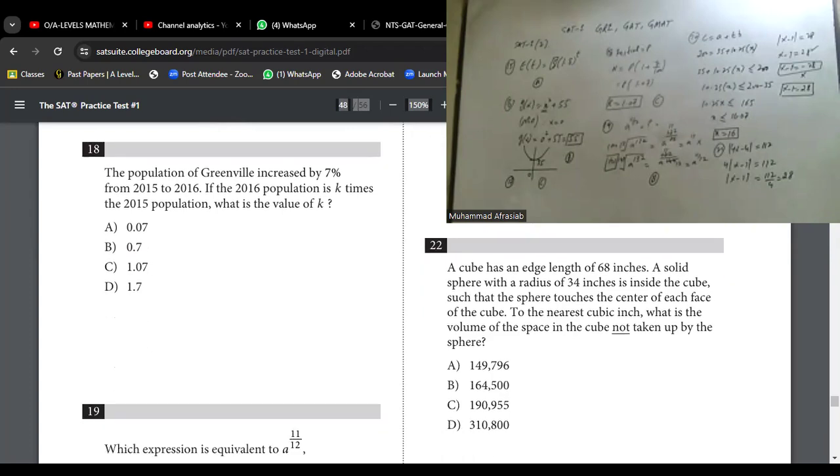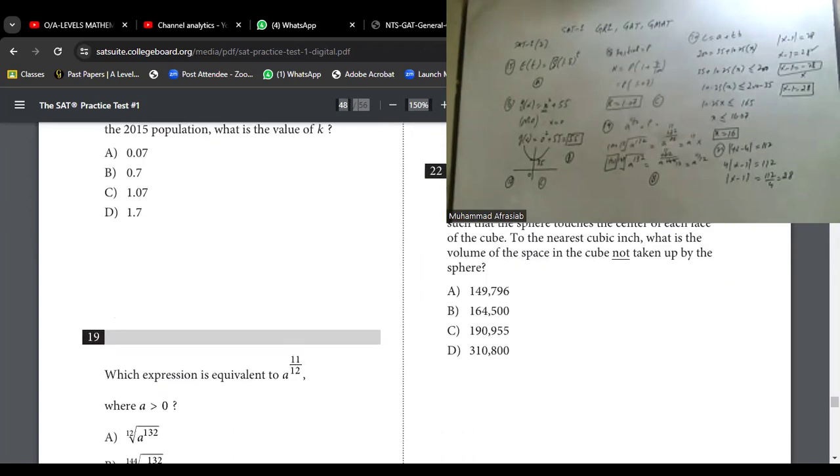Question number 22 now. A cube has a length of 68 inches, and a solid sphere with a radius of 34 inches is inside the cube, such that the sphere touches the center of each face of the cube. To the nearest cubic inch, what is the volume of the space in the cube not taken by the sphere?